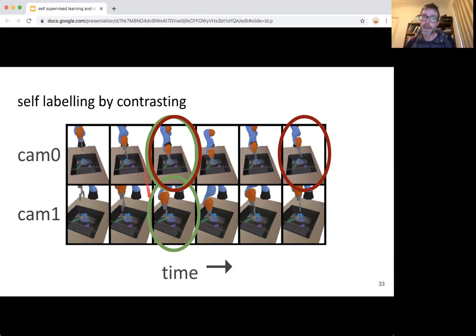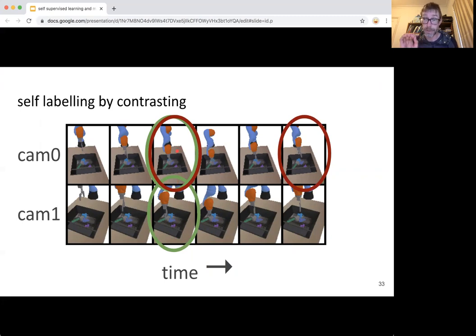The green ones here would be the cases where we want the embedding to be the same. So we're saying that when you embed this one and this one, we want the output of that network to be the same. And for these red ones, we're saying we want the embedding to be different.